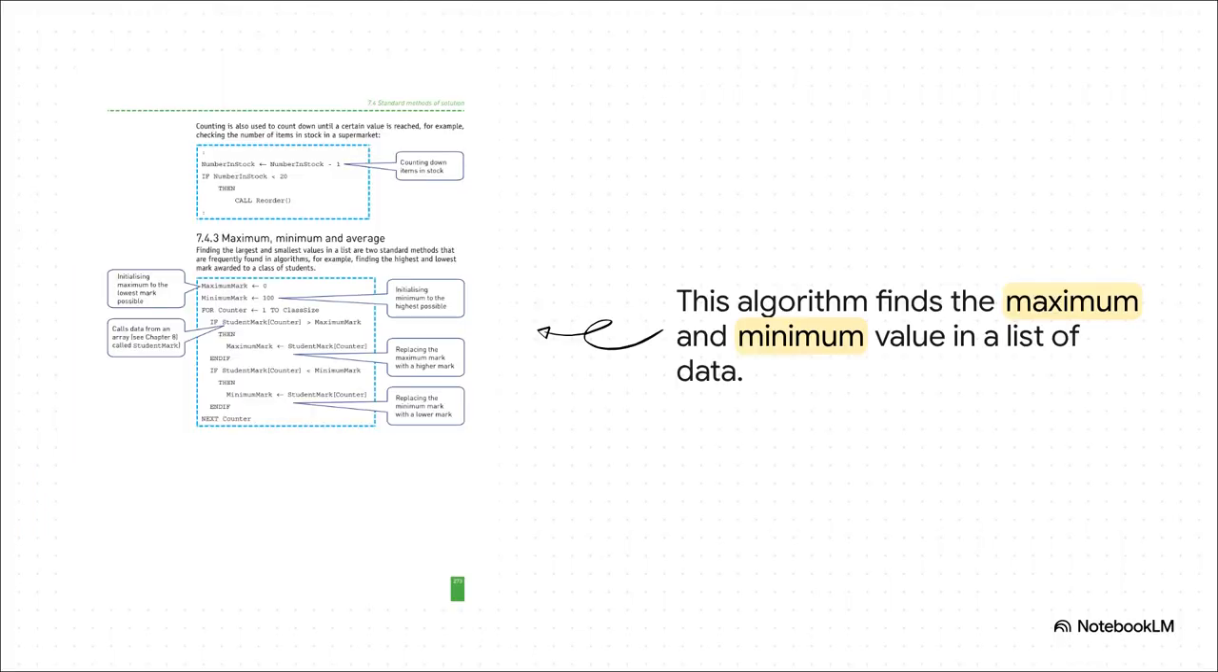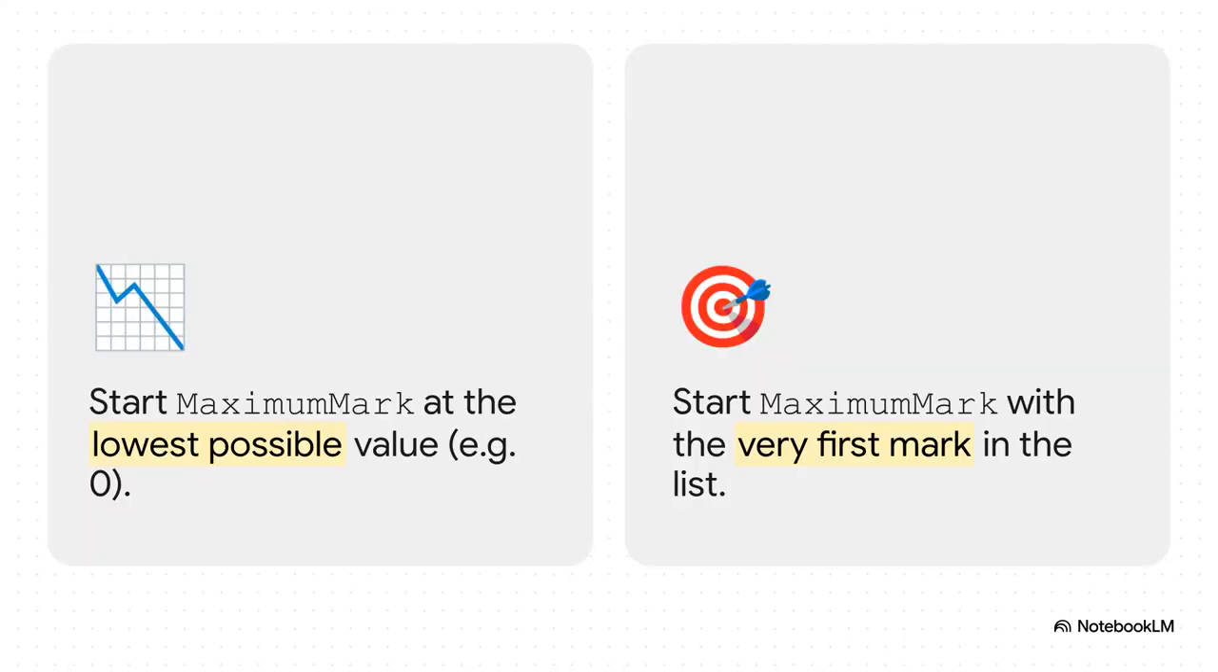Now, I know this recipe looks a little busier, but the idea behind it is pretty much the same. It still uses a loop to go through every single item on the list. But instead of just adding them up, it's constantly asking questions like, hey, is this new score higher than the highest one I've seen so far? Or is this one lower than the lowest? And here's something really cool.